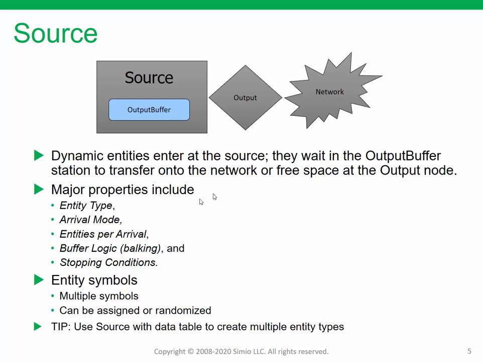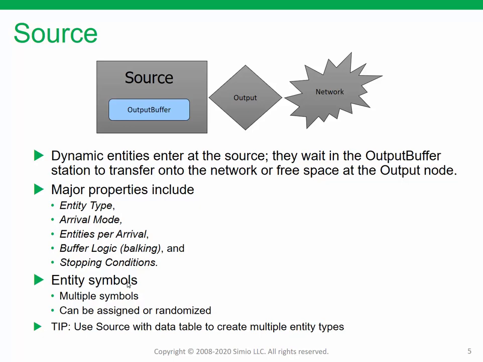Some of the major properties include entity type, the arrival mode, the number of entities per arrival, the buffer logic associated with the output buffer so we can support blocking, stopping conditions for the source so that we can stop creating entities, and so on. We'll see an example of these here in just a little bit.